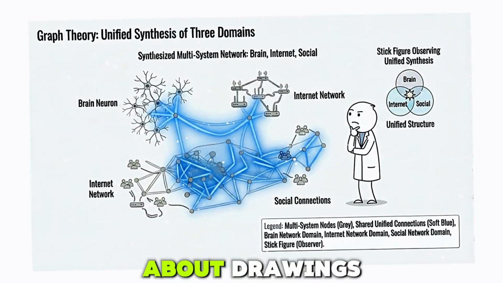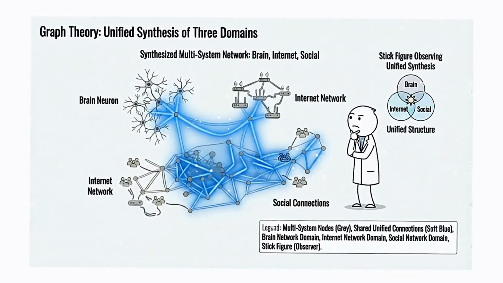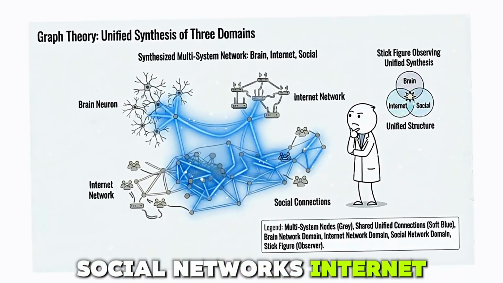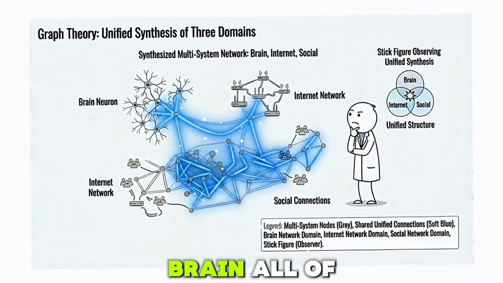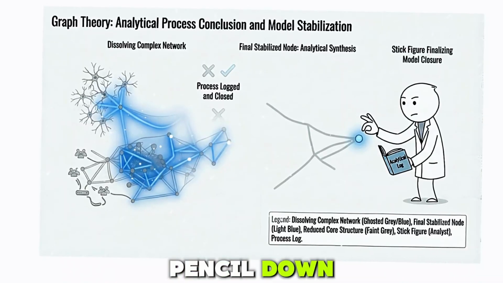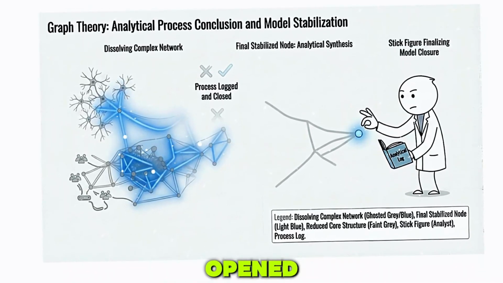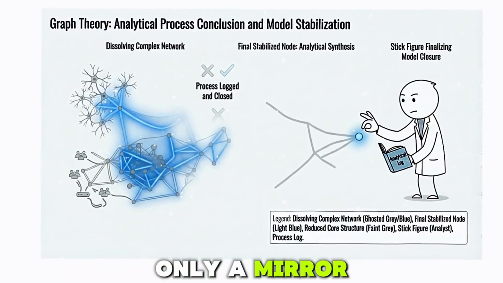Graph theory wasn't about drawings. It was about relationships encoded mathematically. Social networks, internet routing, GPS systems, even neurons in the brain. All of them are graphs. Stickman placed his pencil down. The gate slowly opened. Inside, there was no treasure, only a mirror.